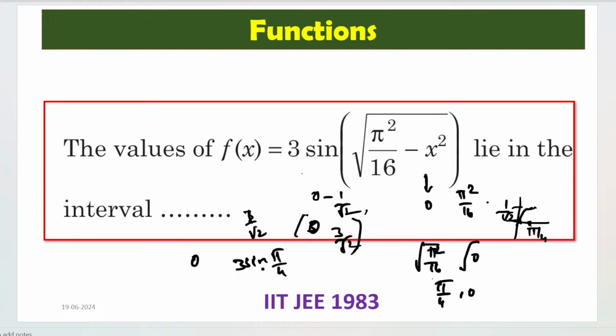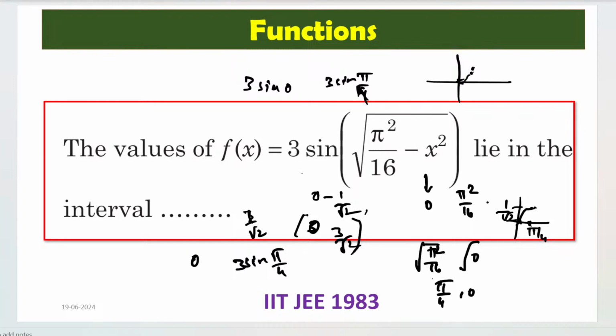Okay, be careful. It is not pi by 4. It is sine pi by 4. It is from 0 to 3 sine pi by 4. Now, in this case, luckily, this is 0 and this is pi by 4, it is increasing.